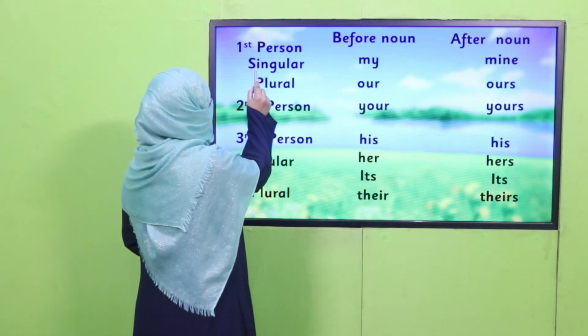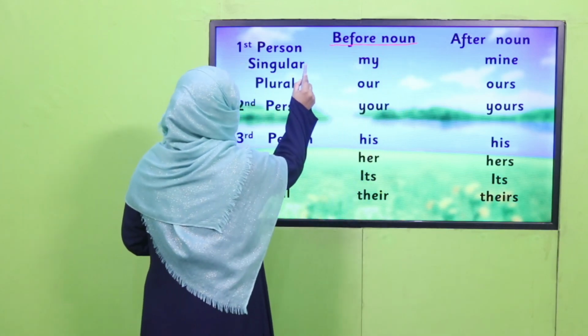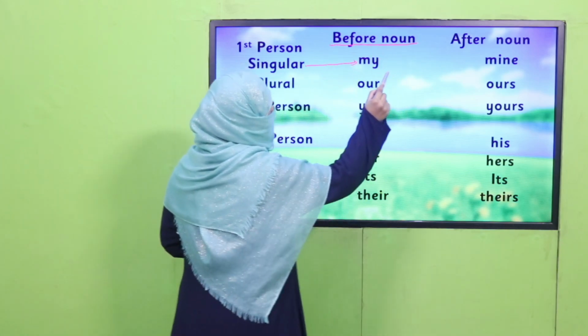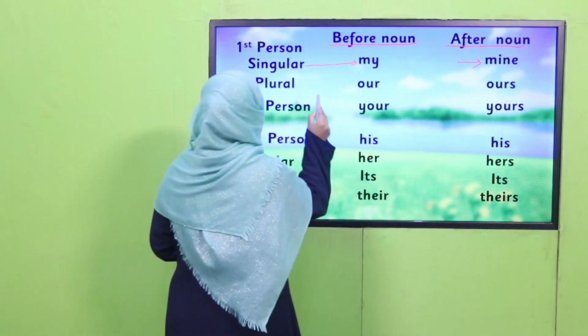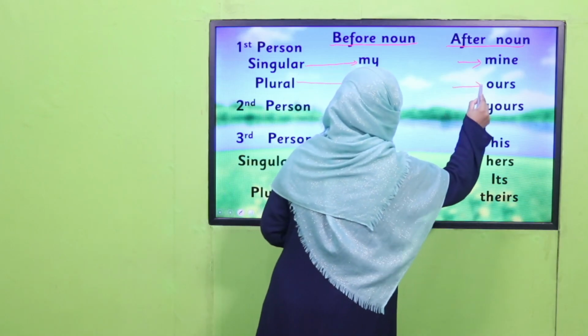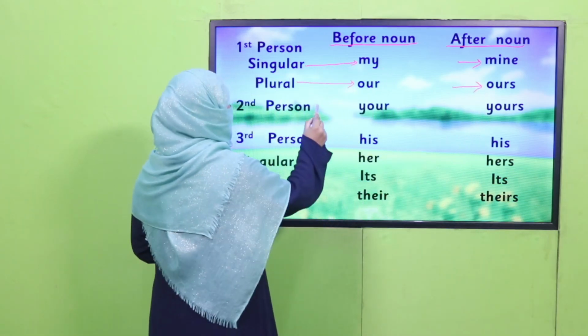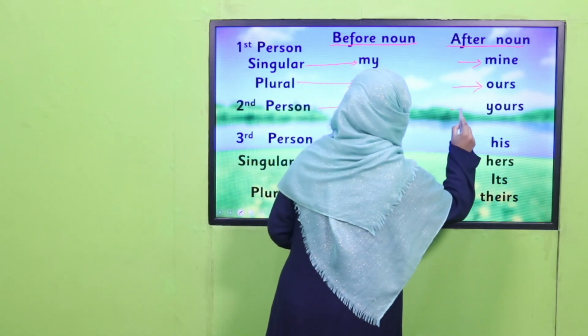If we are using a possessive pronoun before a noun, for first person singular it is my, and if it's after the noun, it's mine. For plural, our, and after the noun, it will be ours. For second person, it's before the noun your, and after the noun it will be yours.